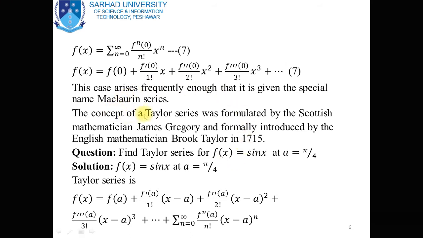The concept of a Taylor series was formulated by the Scottish mathematician James Gregory and formally introduced by the English mathematician Brook Taylor in 1750.